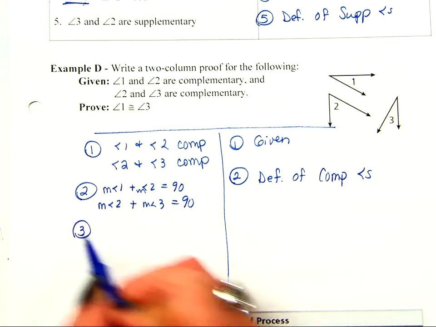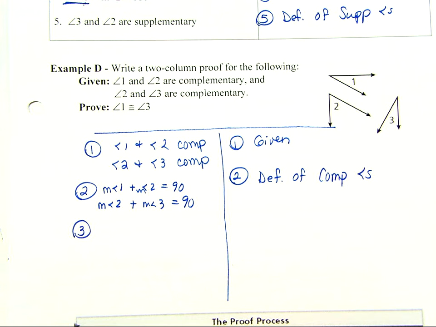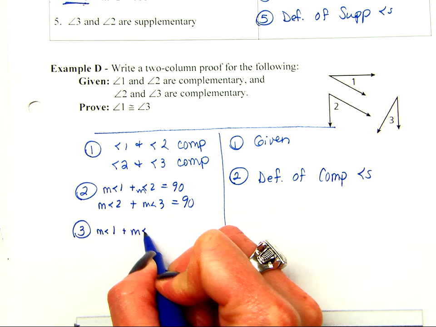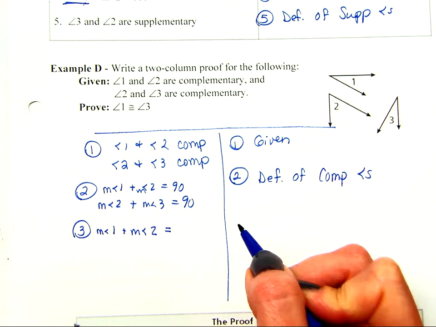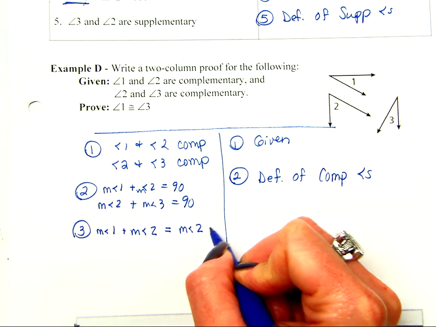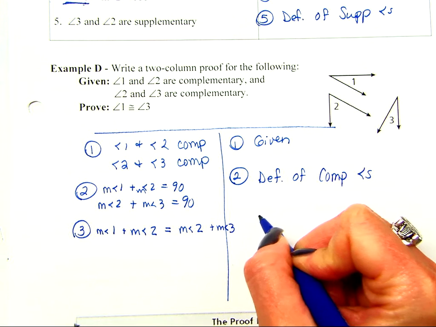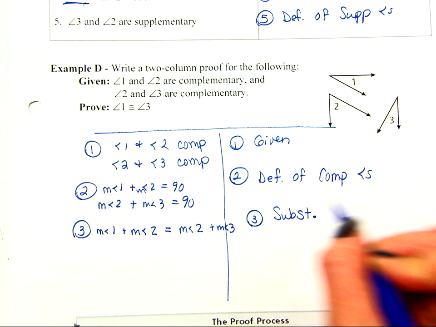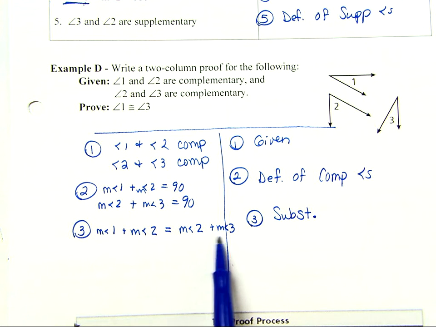Step number 3. Well, if 1 plus 2 equals 90, and 2 plus 3 equals 90, if they both equal 90, I can also say they will equal each other. So the measure of angle 1 plus the measure of angle 2 could equal the measure of angle 2 plus the measure of angle 3. Why is that true? Well, we are making a substitution. Instead of saying 90 here, I'm substituting in my new information.